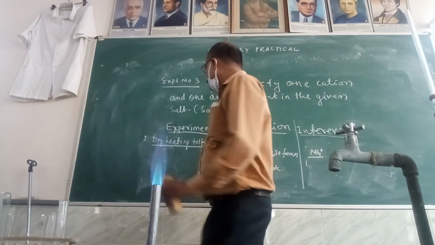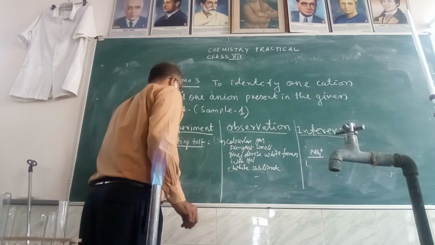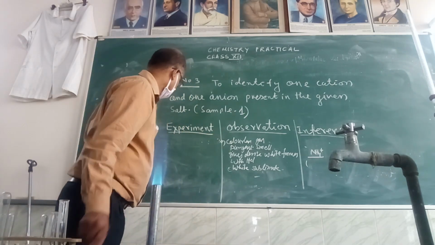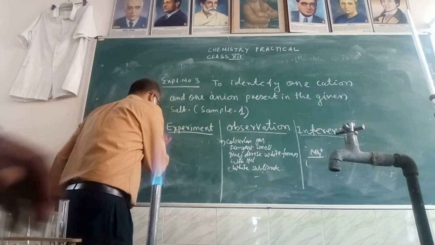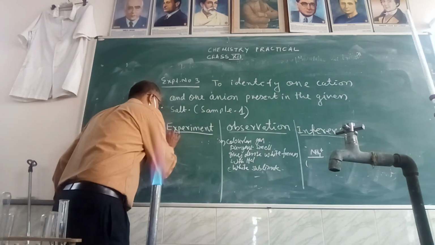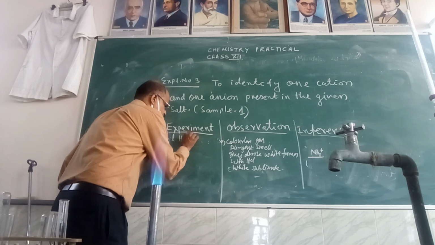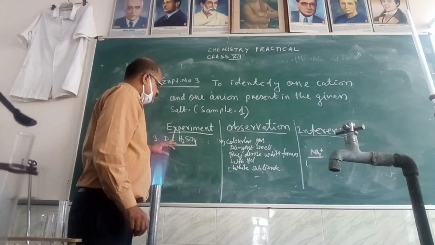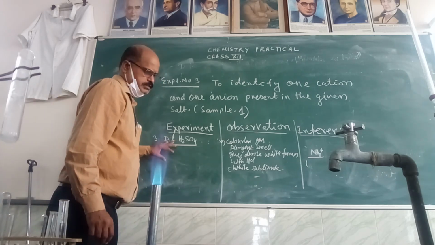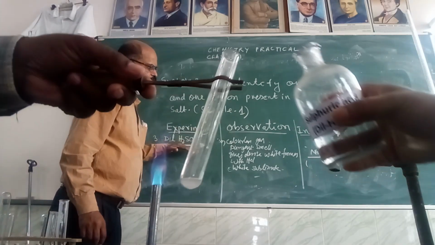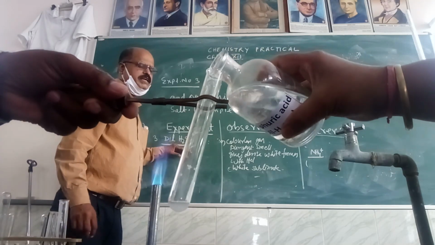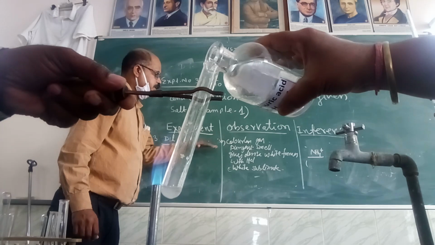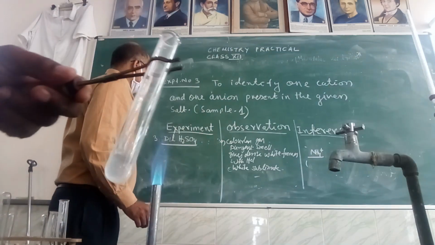The next test is the dilute sulfuric acid test. It is done for anions like carbonate, sulfide, nitrite. So the next experiment is the dilute H2SO4 test. This test is performed for carbonate, sulfide, nitrite. If any of these anions is present in the given salt, a gas will evolve when dilute H2SO4 is added. Is there any gas evolved?